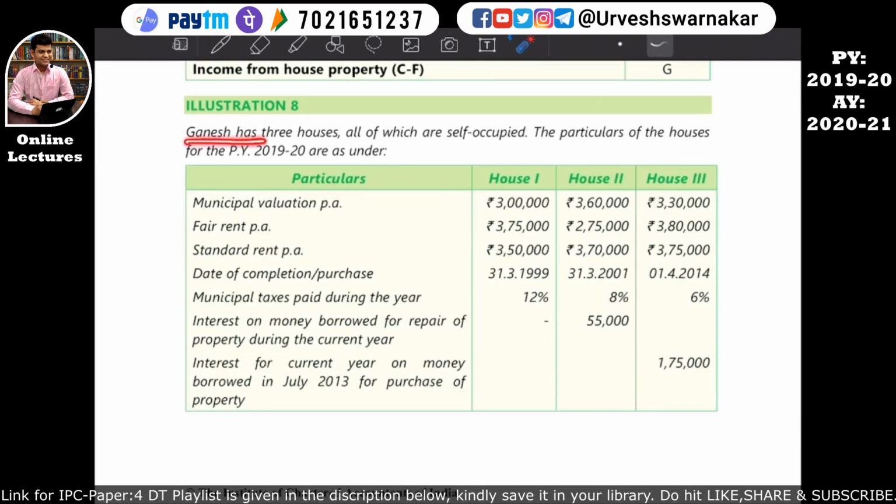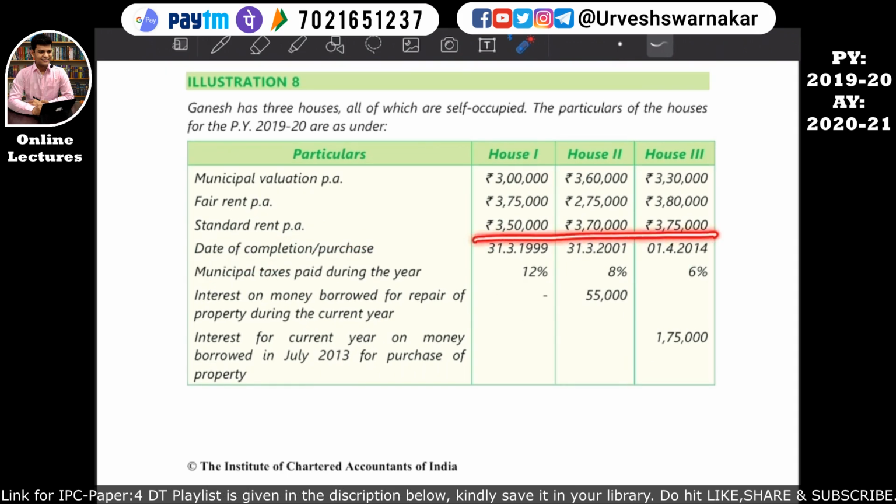So let's read this. Ganesh has 3 houses, all of which are self-occupied. The particulars of the houses for the previous year 2019-20 are as under. House property 1 details are given, and house property 2 and house property 3's details are given. Municipal value, the fair rent and the standard rent per annum are given, so you can find out the GAV from here. Date of completion or purchase details are given. So we need to ascertain what importance these dates have for solving our sum.